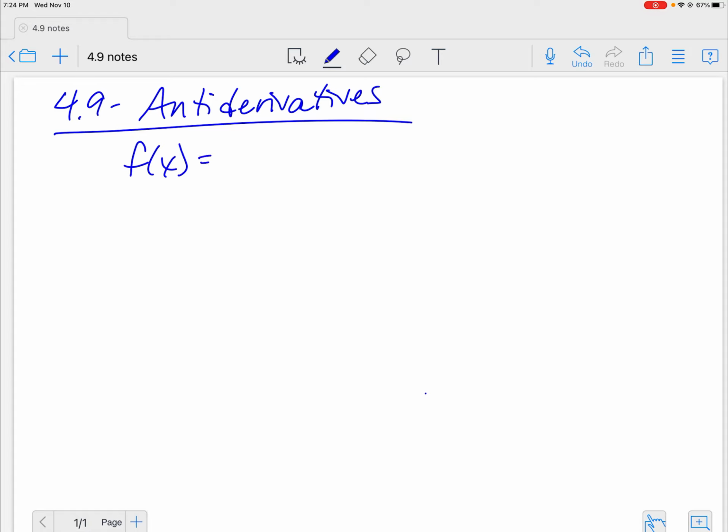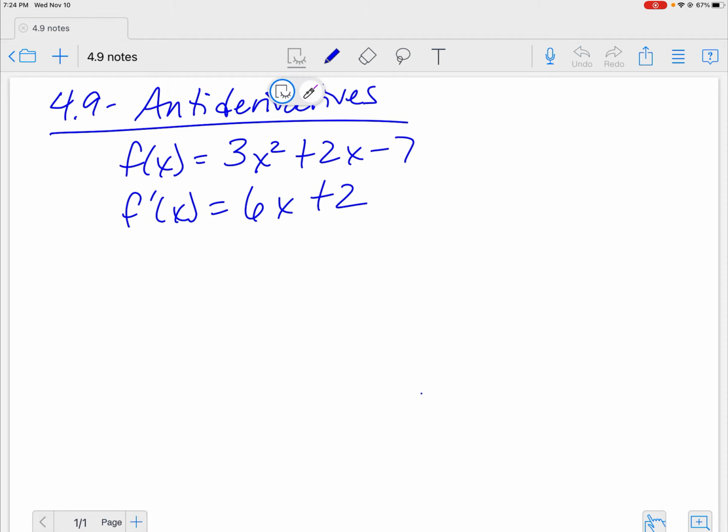If I have f of x is equal to 3x squared plus 2x minus 7, and I want to take the derivative of that, right? So I take my 2, bring it in front, gives me a 6x plus 2, because we know the derivative of a constant here is 0. So this is my derivative. When you do an antiderivative, then we go back the other direction. All right, but look at what happens here. I can't go back the other direction. I don't know what this minus 7 is. So here's how we work with that.